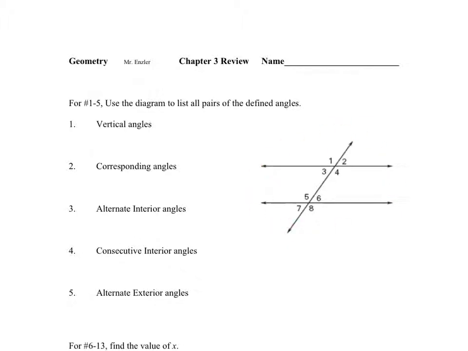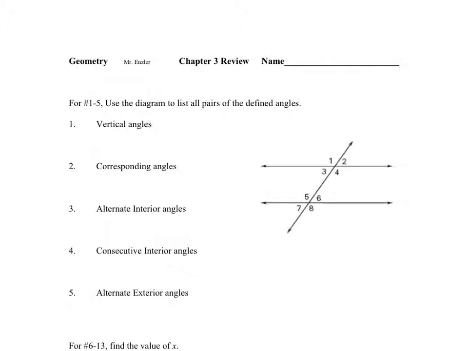It's our classic diagram of two lines cut by a transversal, and we have 8 different angles created here, and all of these angle pair names. These are all angle pairs. And you have to be able to tell which angles fall into which named categories.